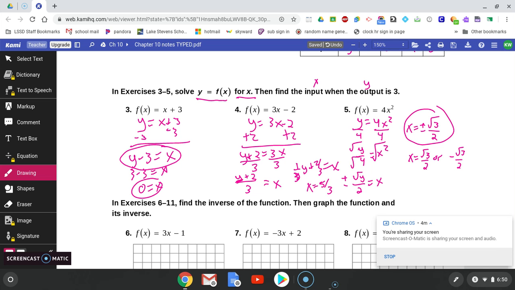And I could always simplify it. The square root of 3 and then divide by 2 would give me approximately 0.87. And I'd have the positive and negative of it.